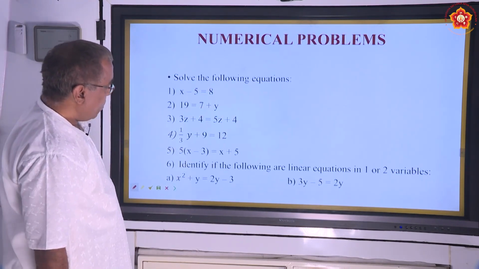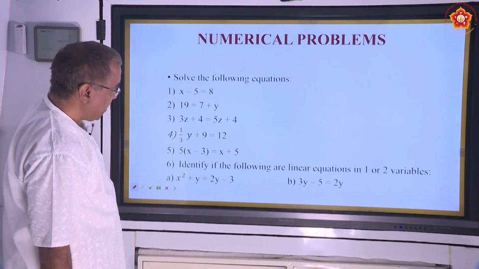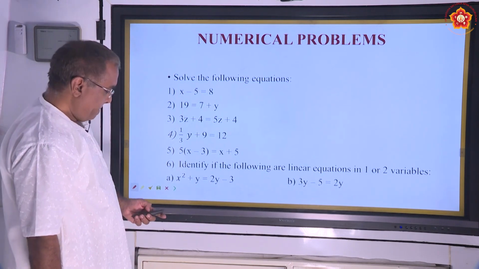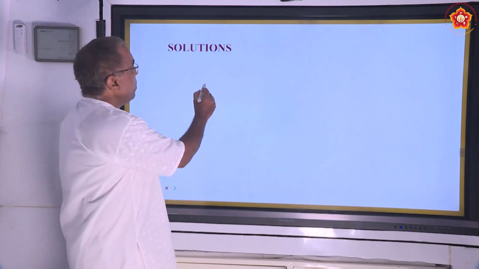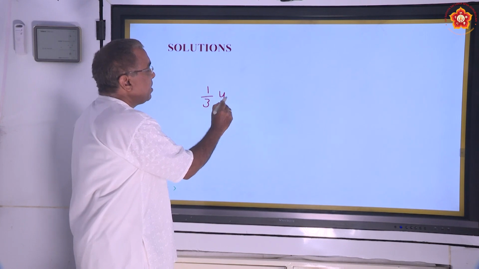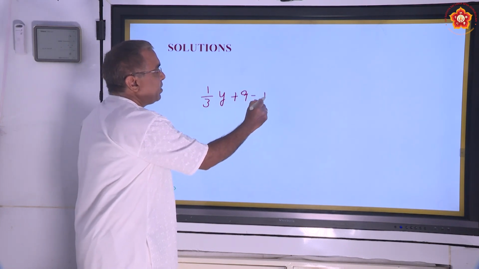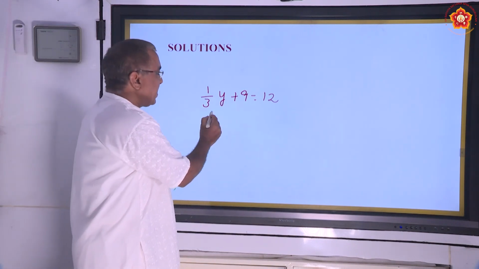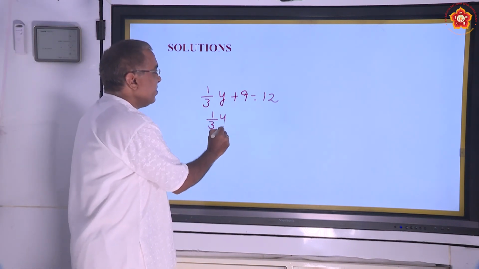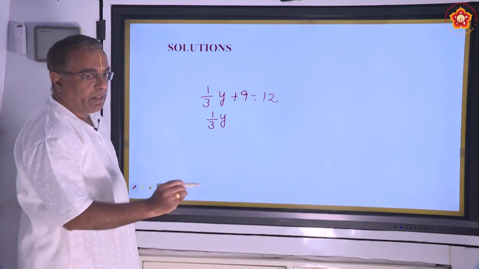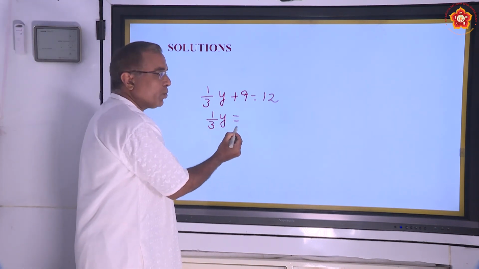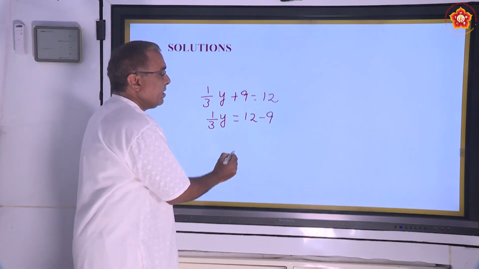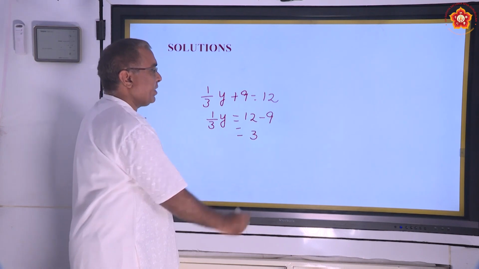What about the next one? 1/3 of y plus 9 equals 12. So, as we discussed earlier, leave the variable term, this is the variable term, keep it on the left hand side, the remaining we will move on to the right hand side. It will be 12 minus 9, 12 minus 9 is going to be 3.